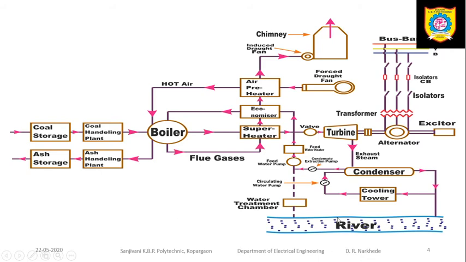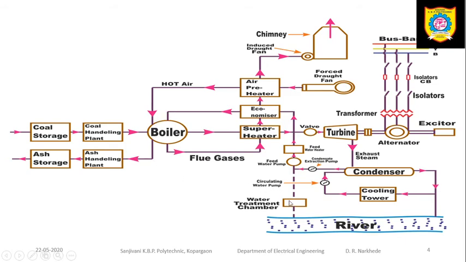And to make up the water, we are going to collect certain water from the river or lake. And here is a water treatment chamber. If you directly take the water, it may consist of certain minerals or salts. That may cause scaling or rusting. So we need to treat the water. For that purpose there is a water treatment plant. Then this is the feed water pump, and then this water is given to the economizer.